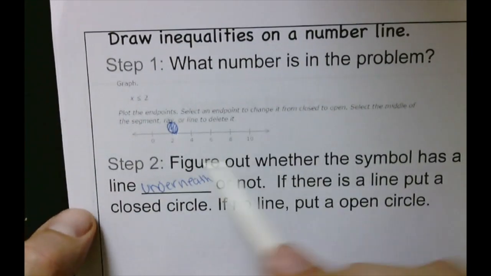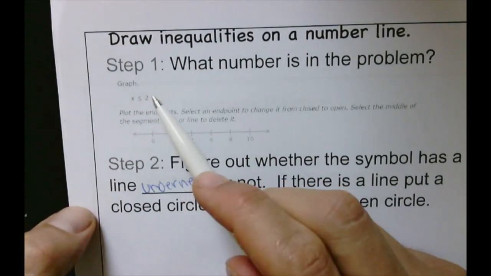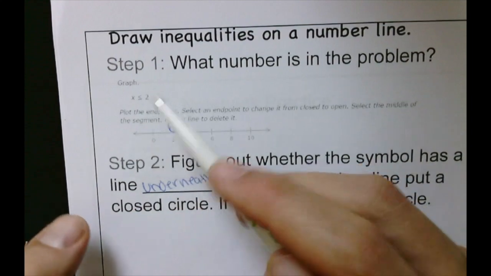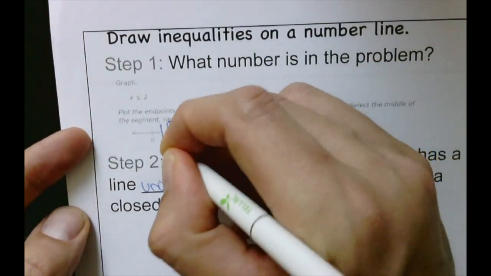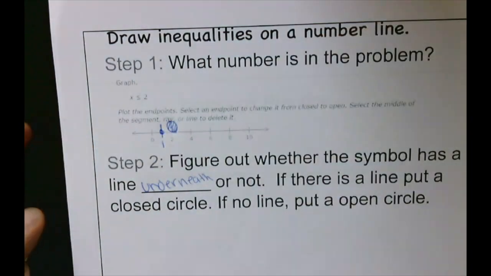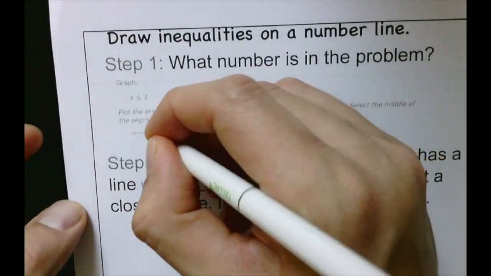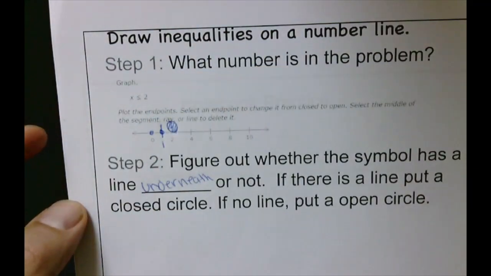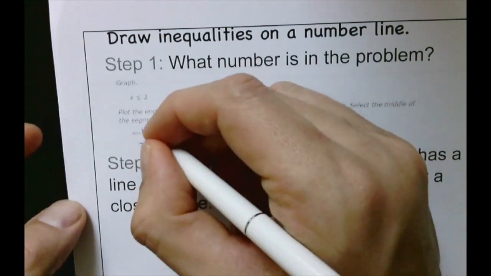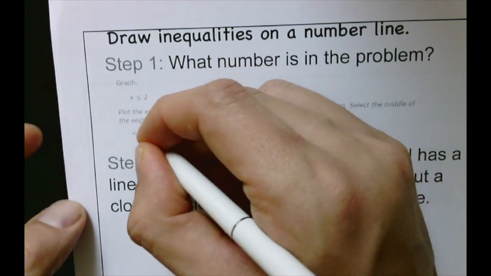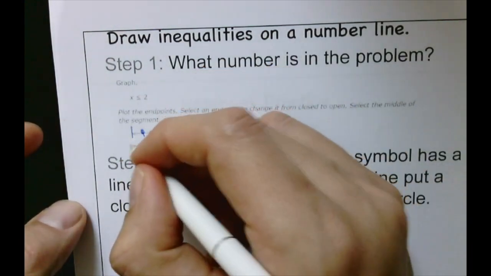I want you to think in your mind what a solution is for this inequality. x is less than or equal to 2. What's one possible solution for this inequality? Well, 1 is one possible solution. 0 is less than or equal to 2, so that's another solution. Negative 1 is a possible solution because it's less than or equal to 2. And let's do one more. Negative 2 is less than or equal to 2.